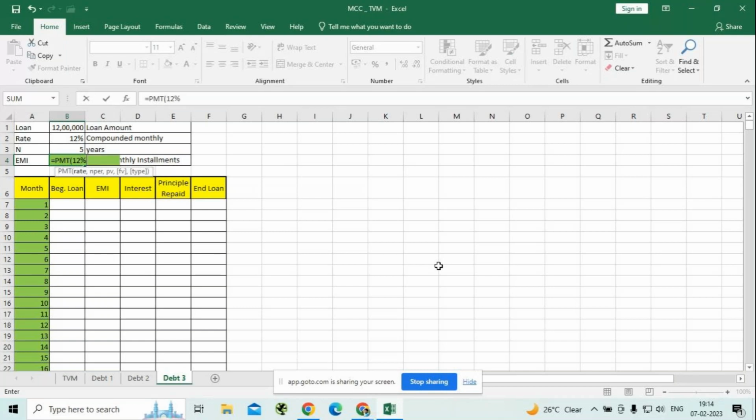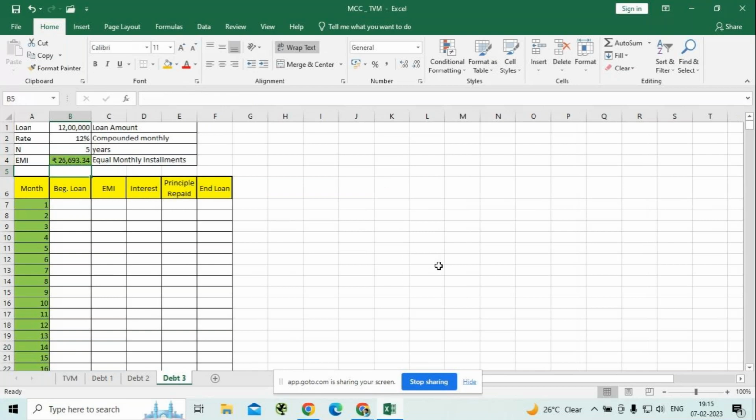12% divided by 12, because 12 months in a year. Very good. Comma, it's for 5 years, so 5 into 12, comma, 12 lakhs, minus 12 lakh. Very good. And future value is 0, and end of the period, again comma 0. Yes, that's it.